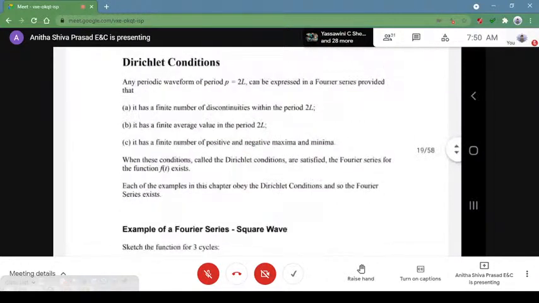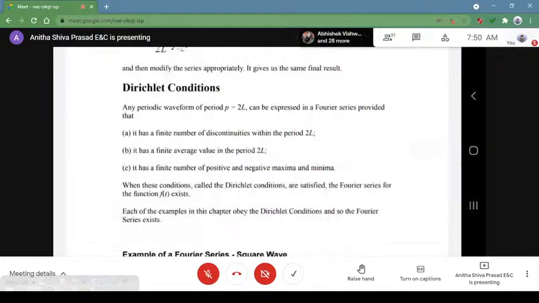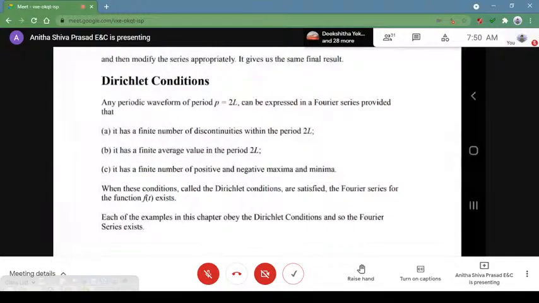What is this Dirac delta function? If any periodic function whose length is 2L can be expressed as a Fourier series, what should it be? It should have a finite number of discontinuities within the period 2L, and it should have a finite average value over the period 2L. It has a finite number of positive and negative maxima and minima. When these conditions are satisfied, the Fourier series can be expressed in terms of f of t. What all should be there?